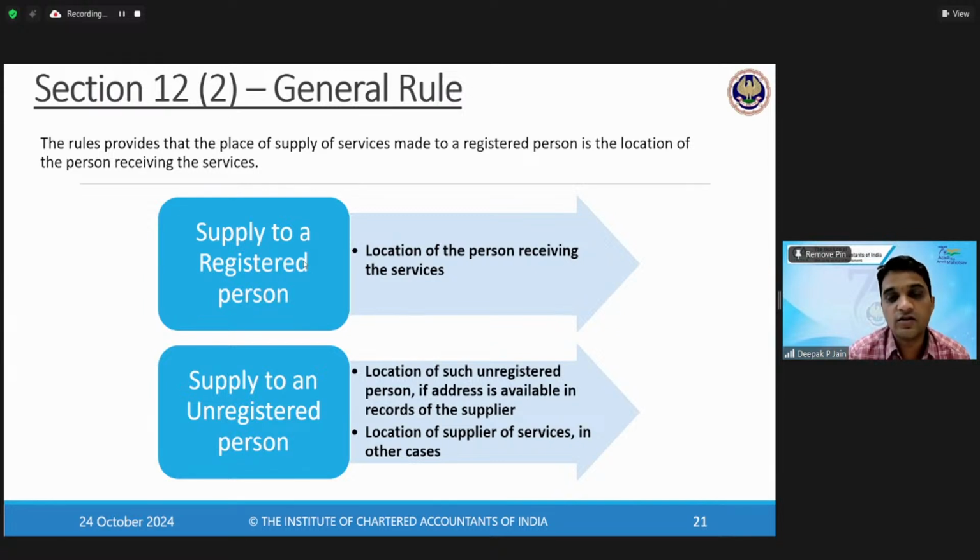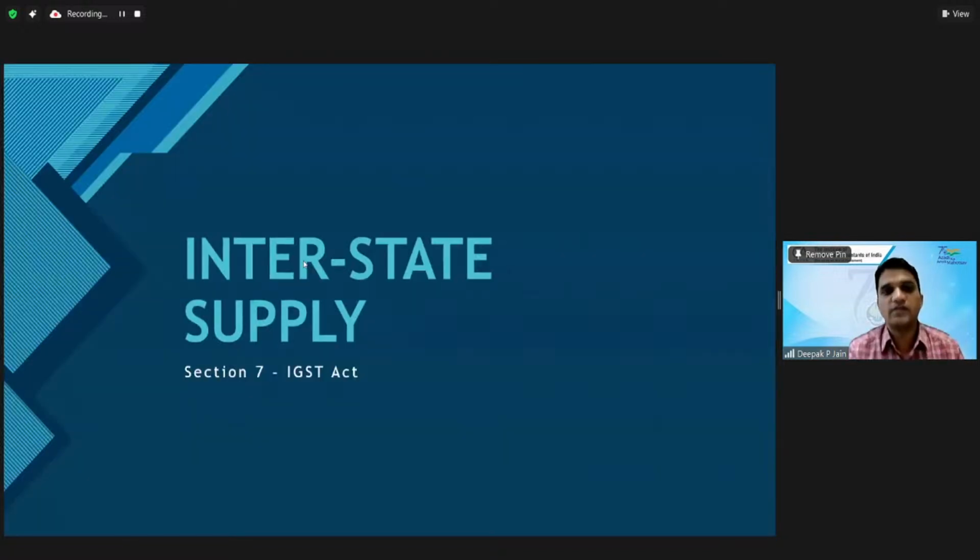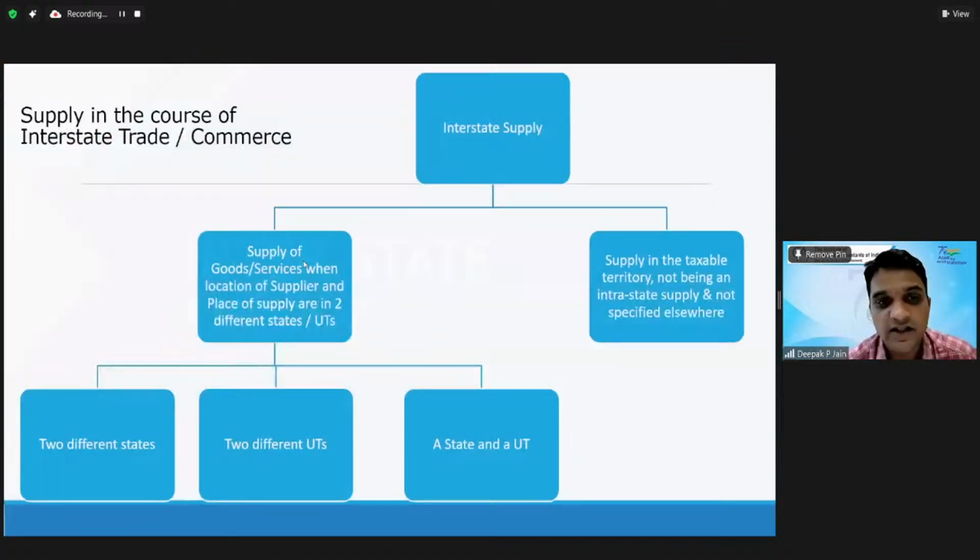So we have understood all the place of supply of services. Now, a very simple thing which you already know, but there is a section which explains this. What is an interstate supply? It is a supply of goods or services where the location of the supplier and the place of supply are in two different states, or two different union territories, or one state and one union territory.